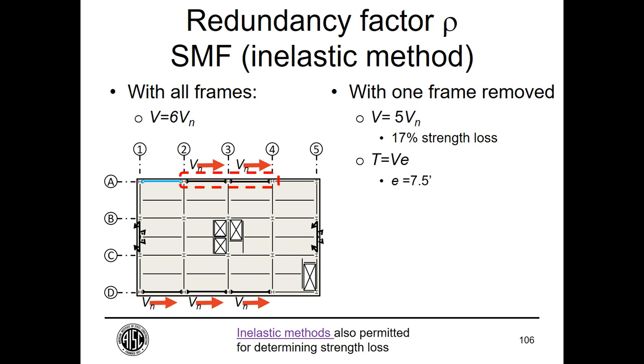to their full strength, so that means only a 17% strength loss. But it's going to have to twist a bit. So now we have an eccentricity still of 7.5 feet because the load is centered on the diaphragm, and these 5 frames create an effective reaction that is centered on them. So there's a torsional moment.